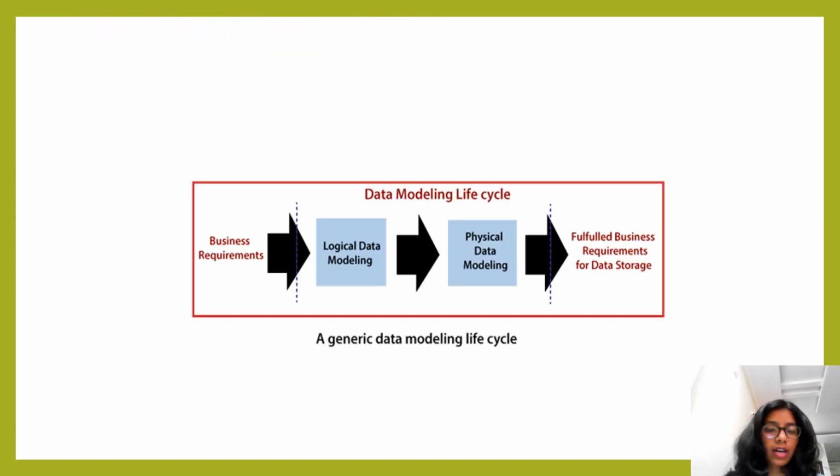This is the generation of the data modeling cycle. First the business requirements, later the logical data modeling, then it goes to physical data modeling, then fulfilled business requirements of data storage, whatever is given.